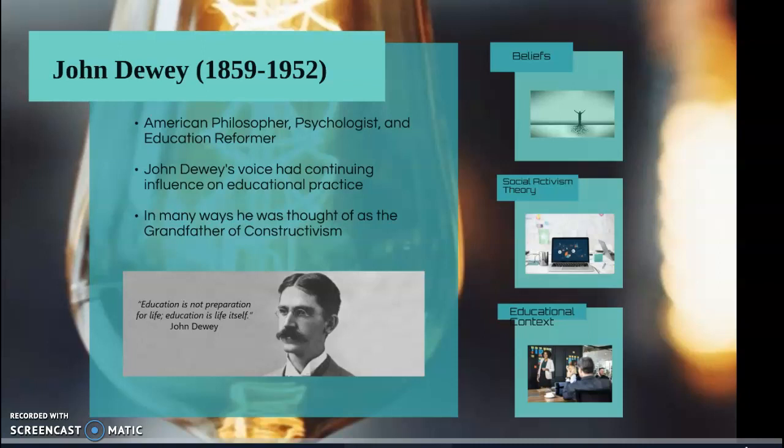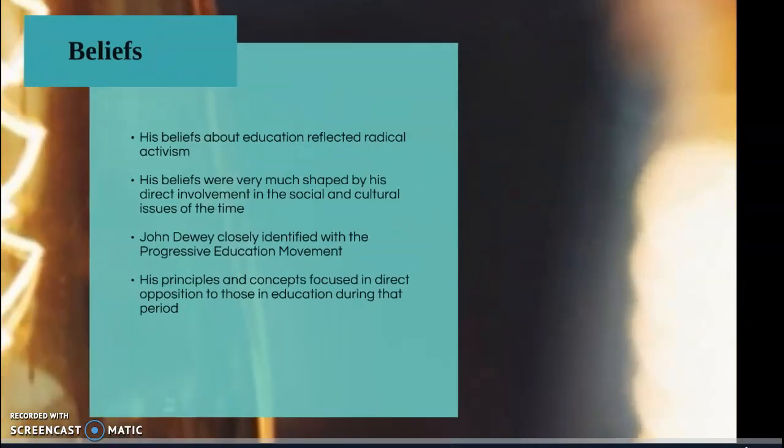John Dewey is an American philosopher, psychologist, and educational reformer. John Dewey's voice had continuing influence on educational practice. In many ways, he was thought of as the grandfather of constructivism. His beliefs about education reflected radical activism. John Dewey's beliefs were very much shaped by his direct involvement in the social and cultural issues of the time. John Dewey closely identified with the progressive education movement, and his principles and concepts focused in direct opposition to those in education during that period.